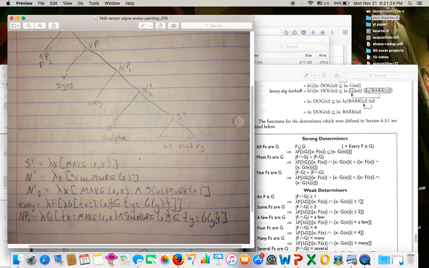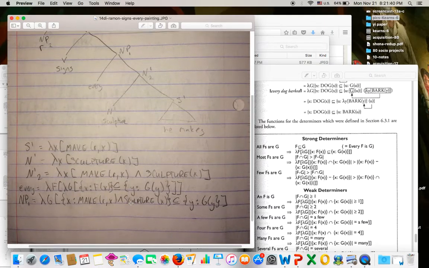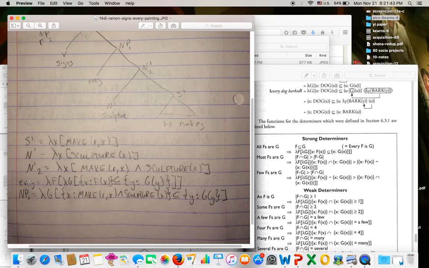So we combine this predicate with this predicate into another predicate, but still just a one place. So we have a lambda x make rx and sculpture x. So these are obviously sculptures. This is referring to sculptures that Ramon makes. And then we have the denotation of every again, and we plug in this lambda x predicate for lambda f. So we have the set of things now that are made by Ramon and that are sculptures, all right? That's the first predicate, the lambda f, the f predicate that every is looking for.